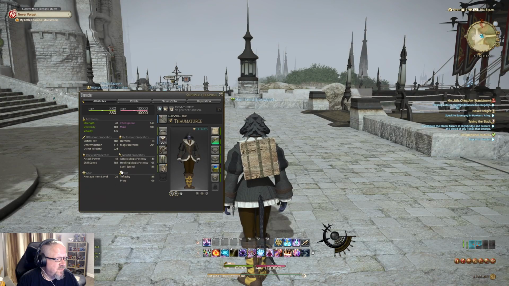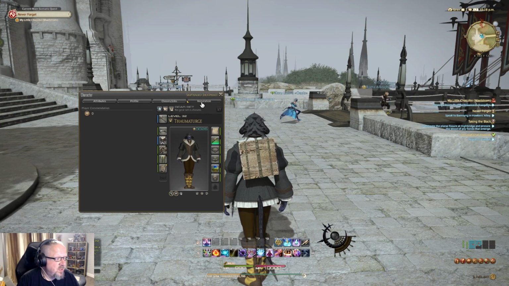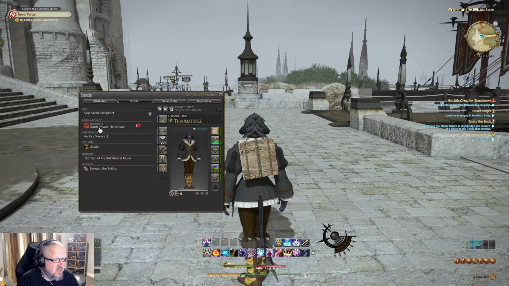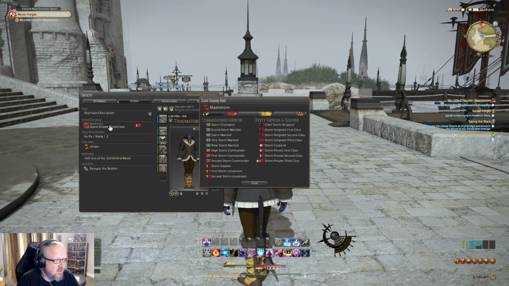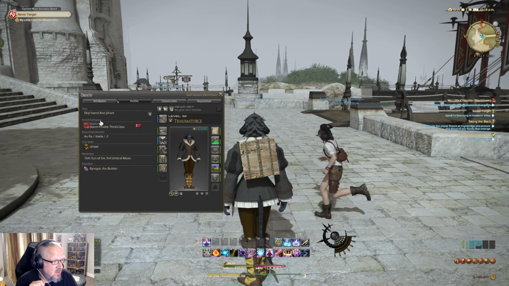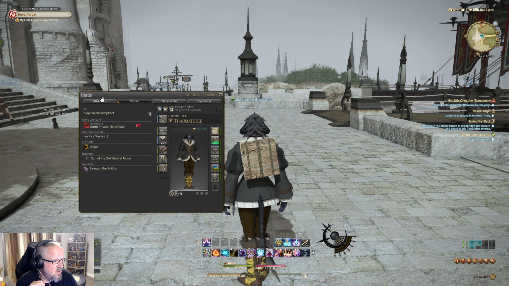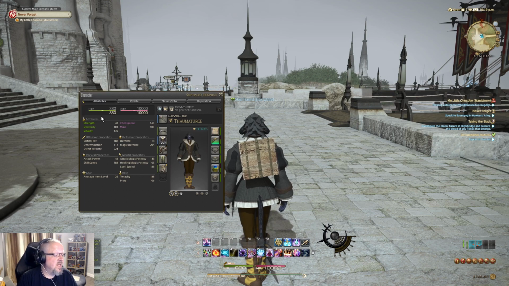Alright, so I need to get seals. So I need to... Reputation? What is this? Commendations received. Storm Private 3rd Class. I'm at the bottom. Okay, I do need to get this up for getting an apartment in the game. So I don't think I have any seals.